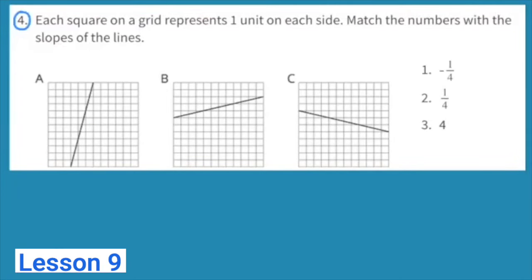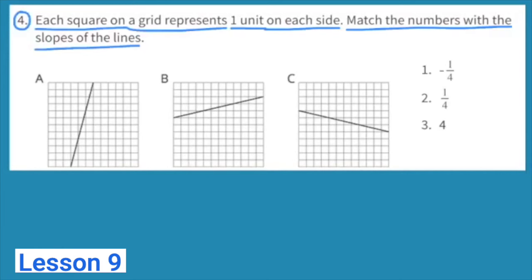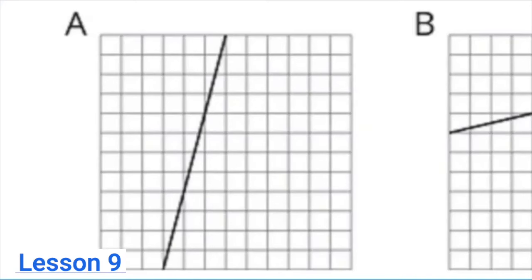Problem number 4. Each square on a grid represents 1 unit on each side. Match the numbers with the slopes of the lines. Let's start with a line on graph A. I need to find perfect places to place some points to help me find the slope. This looks like a good spot, and this looks like a good spot. I'll place points on each of these 2 locations.